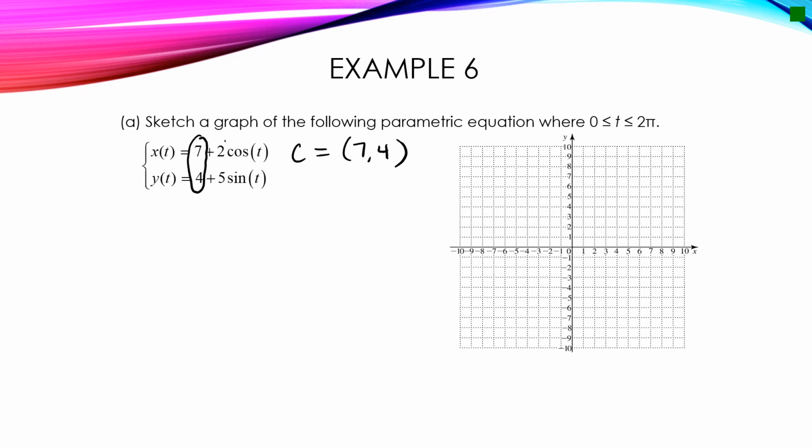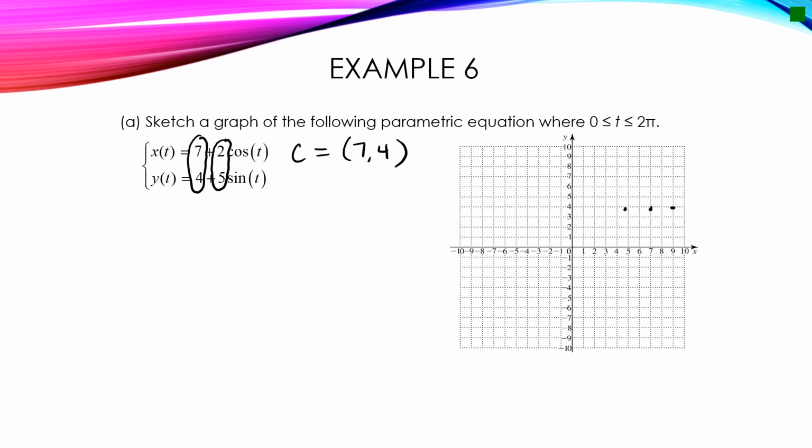And I can see that this is not going to be a circle because the numbers in front of the sine and the cosine are not the same. So let me plot that point 7, 4. So to the right 7 and then up 1, 2, 3, and 4. There we go. And the 2 in front of the cosine tells me that I'm going to go to the right 2 and to the left 2 to get my horizontal distance.